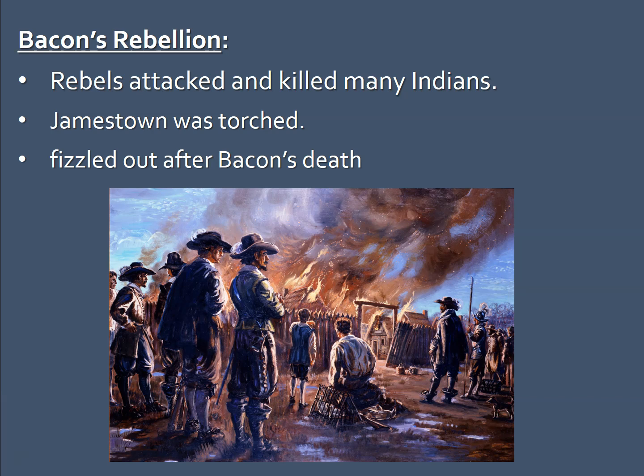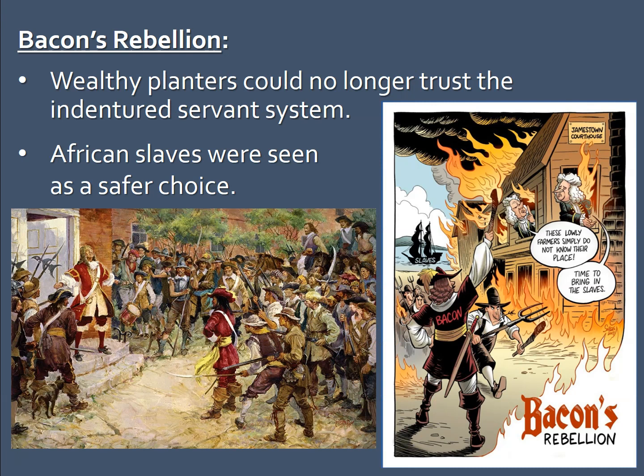And then Nathaniel Bacon died of dysentery. And after that point, the rebellion begins to kind of fizzle out. And in the end, Bacon's rebellion fails. Okay, they don't take over Virginia or anything like that. But the long-term effect of this is that if you are a wealthy planter in Virginia, you saw indentured servants as potential ticking time bombs, as people who could rise up and attack you. And you don't like that, so you don't trust that system anymore.